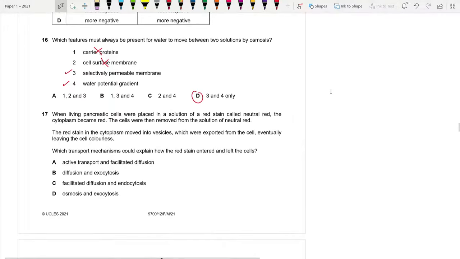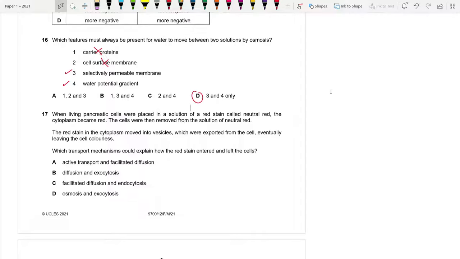16 is D. 17. When living pancreatic cells were placed in solution of a red stain called neutral red, the cytoplasm became red. The cells were then removed from the solution of neutral red. The red stain in the cytoplasm moved into vesicles, which were exported from the cell, eventually leaving the cell colorless. Which transport mechanisms could explain how the red stain entered and left the cells? Okay, interesting.